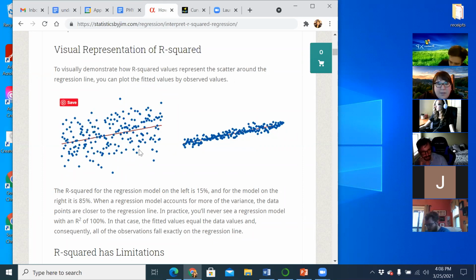So on the left-hand side here, we have an r squared situation where the r squared is 15%. And on the right-hand side, the r squared value for this situation is 85%. So it never is over 100%. You have between 0 and 100. So the best you can get is 100. And if you have 100, that means every single dot is perfectly on the curve.